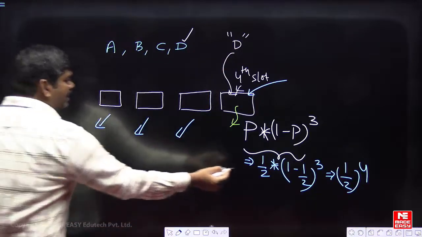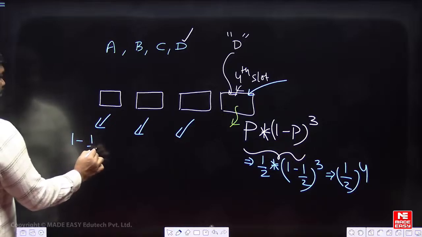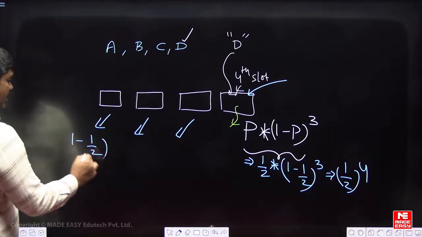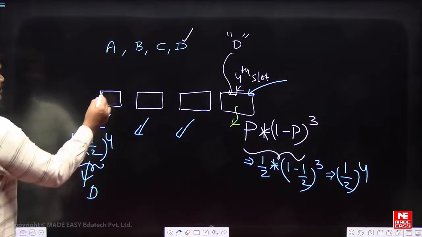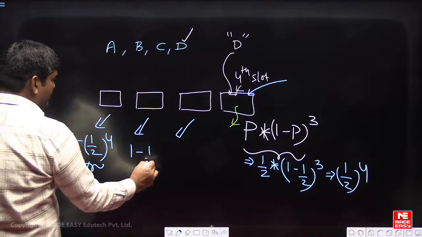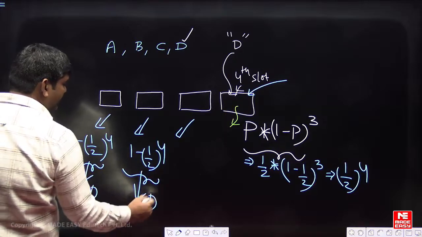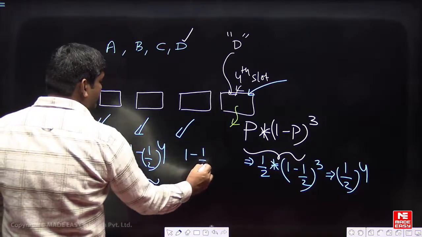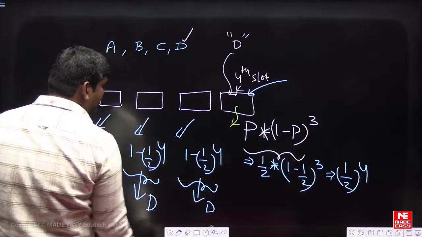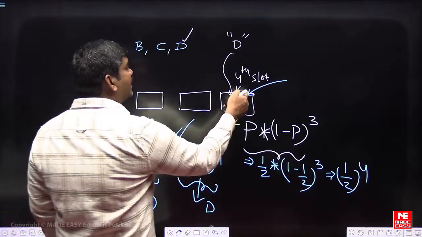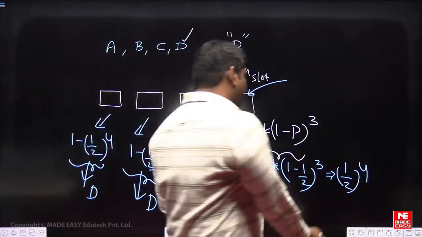It is very simple. If success is 1 by 2 power 4, then 1 minus 1 by 2 whole power 4 is the failure for station D in slot 1. Here also 1 minus 1 by 2 whole power 4 is the failure for station D. Here also it is 1 minus 1 by 2 whole power 4. It is the failure for station D, because they are asking success should be at the fourth slot first time. So, this is the total analysis.